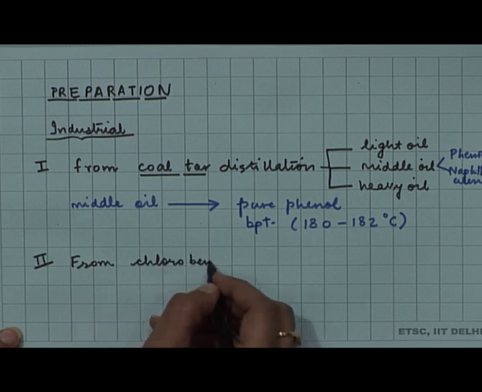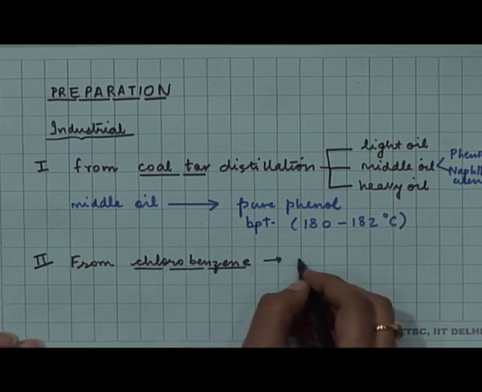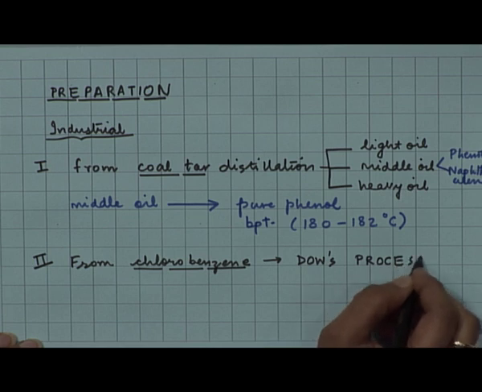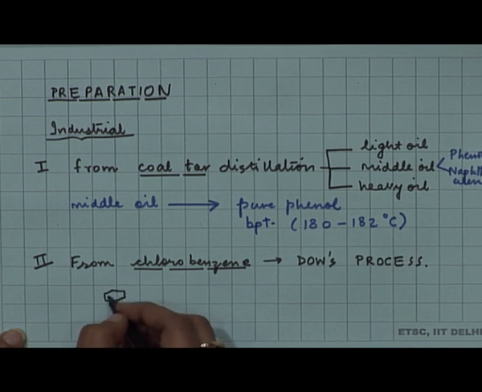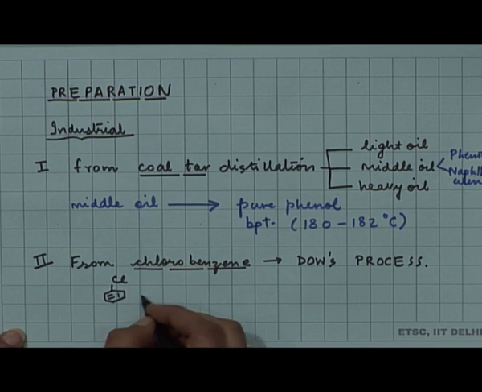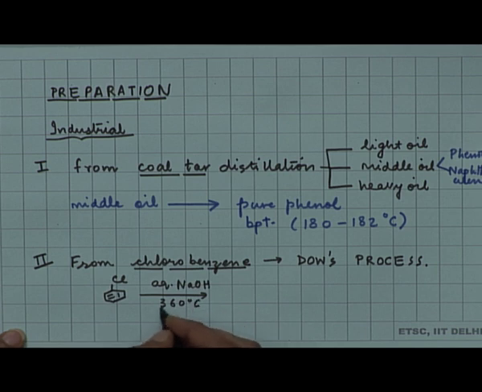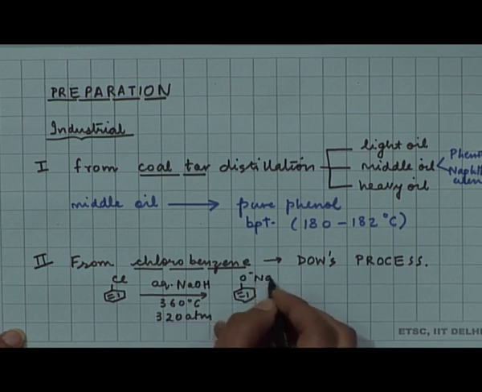Starting from chlorobenzene, phenol is prepared by a process which is known as Dow's process. It is popularly called the Dow's process, and in this, chlorobenzene is treated with aqueous solution of sodium hydroxide at a high temperature and under pressure.